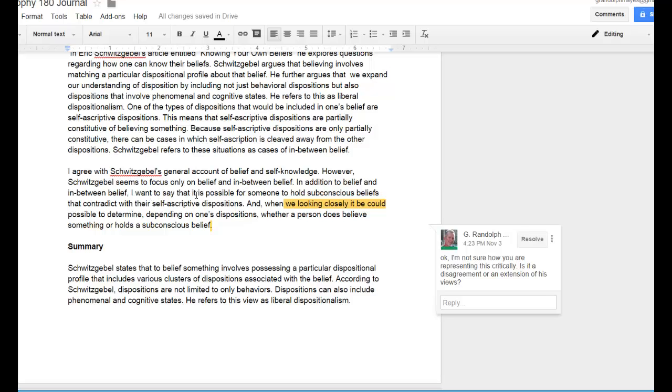So he says, I want to say that it's possible for someone to hold some conscious beliefs that contradict with their self-descriptive dispositions. And this was bad, right, he wrote something ungrammatical, which really irritates me from the beginning. And when we're looking closely, it could be possible to determine, depending on one's dispositions, whether a person does believe something or holds a subconscious belief. Well, I don't really know what he's saying there. I've read the article, but that sentence just doesn't make much sense.